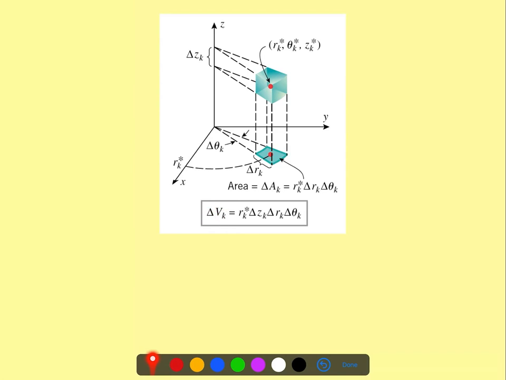And so we want to imagine adding up lots of pieces of volume like this. And then what we're going to get in a limit as the number of pieces goes to infinity and the dimensions of these boxes go to 0 is a triple integral, dV, and that dV is going to be the same thing as r dz dr d theta.